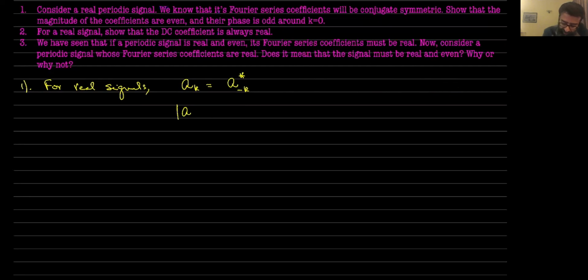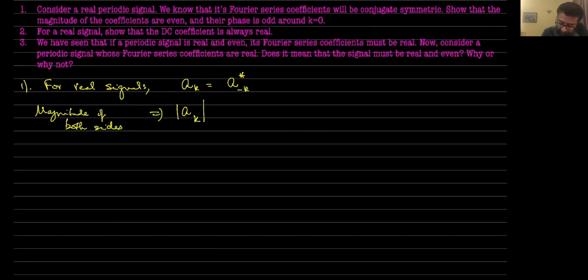So if I take the magnitude on both sides, this implies that if this number is equal to this number, then the magnitude of this number must be equal to the magnitude of this number as well, right? So the magnitude of AK is going to be equal to the magnitude of A minus K conjugate, right? And I clearly know that this is equal to the magnitude of A minus K, because the magnitude of a number is exactly the same as the magnitude of the conjugate of that number. True?